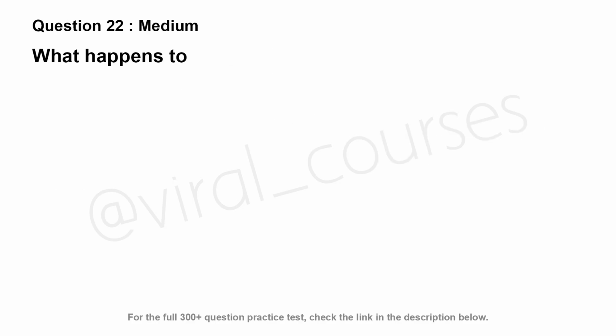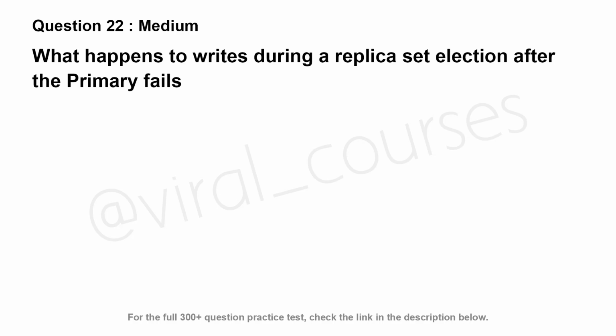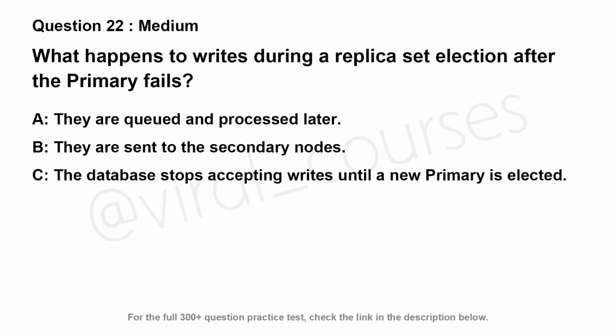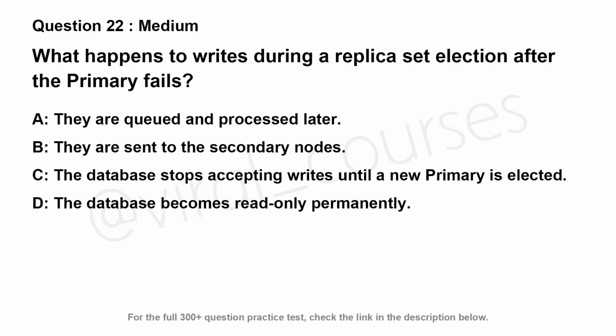What happens to writes during a replica set election after the primary fails? Option A, they are queued and processed later. Option B, they are sent to the secondary nodes. Option C, the database stops accepting writes until a new primary is elected. Option D, the database becomes read-only permanently.